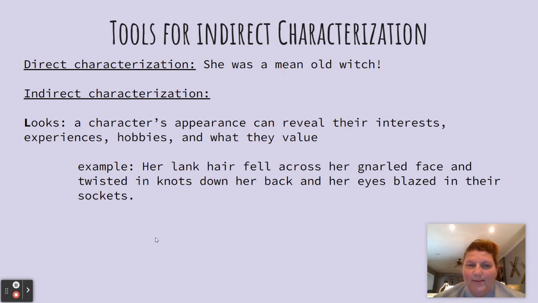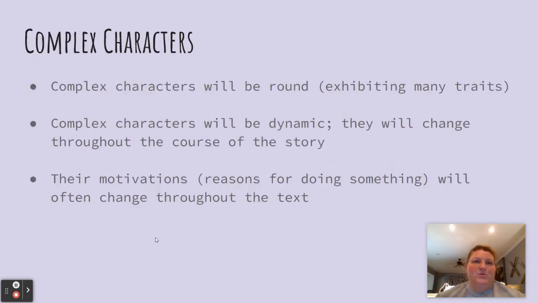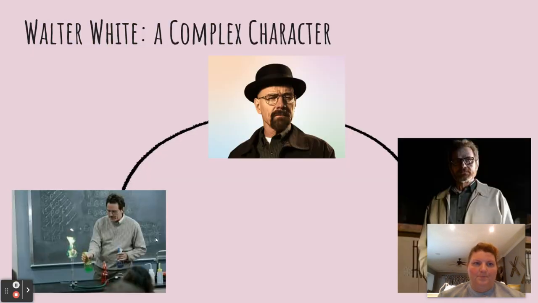They've lost their minds. Complex characters will be round, which means that they have many different traits. If they are flat characters, they are not complex, they're boring. Complex characters will be dynamic. That means they will change throughout the course of the story. They'll have some kind of character change or character arc. And their motivations, or reason for doing what they do, will often change throughout the text. So they'll learn and grow, or they'll become more evil. Their motivations will change somehow.